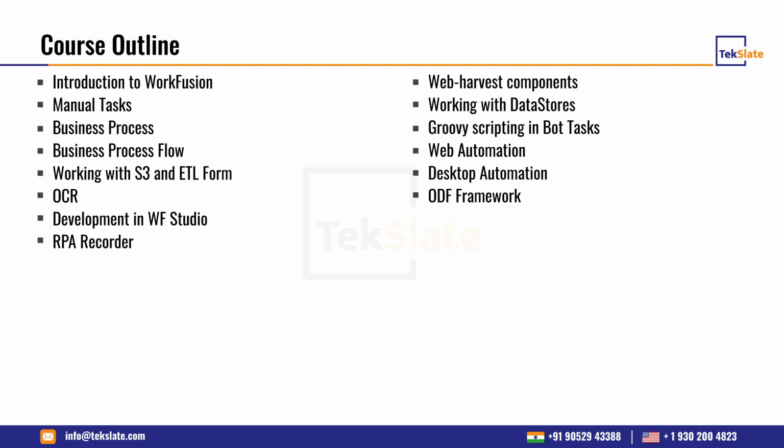Business process flow, like the flow diagram, and how we are going to prepare the flow diagram in the control tower. Apart from that, the various components which we can use to prepare the business process flow, like several other components such as S3 and ETL forms, and how we can work with them. OCR, optical character recognition, which we use to read characters from digital or non-digital documents. We will go through how to do that in this course.